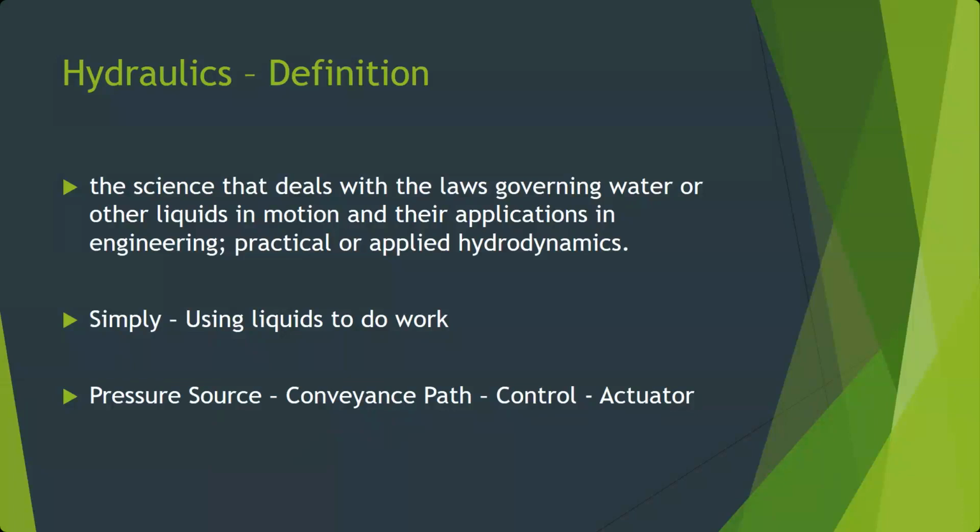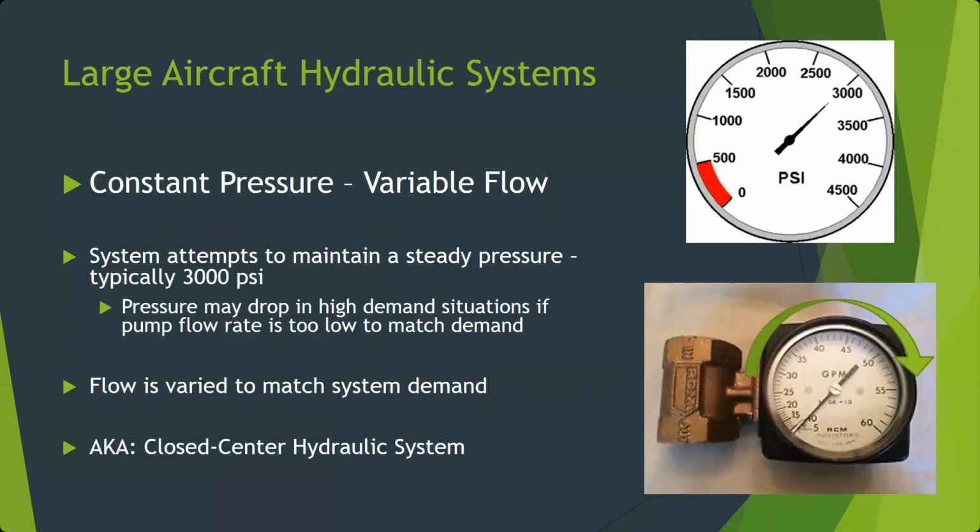So for large aircraft systems, we're going to be looking at systems that have a constant pressure and variable flow, which is different than what you would have studied for small aircraft. Small aircraft have a variable pressure. The pressure is cycled on and off, or it's turned on only when it's used. With large aircraft, the system is always trying to maintain a steady pressure anytime that the systems are running, which is basically from power up to shutdown.